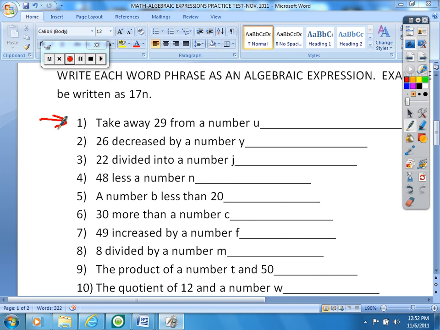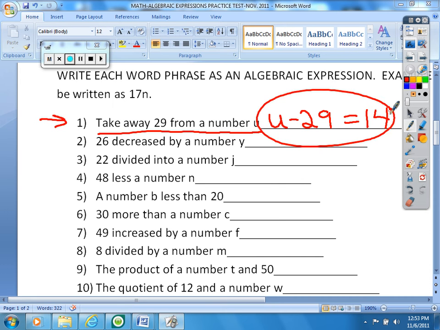In other words, I may have a problem like take away 29 from a number u, which would equal 14. So in other words, they would have to know what this means first. Take away 29 from a number u would be u minus 29. I'm taking 29 from u, and if I said, well, that's 14. So getting used to writing algebraic expressions is going to get them used to solving equations and solving word problems. So there is a method to this madness. There's a reason they're learning how to do this. All right, then we'll talk about these problems in just a few minutes.